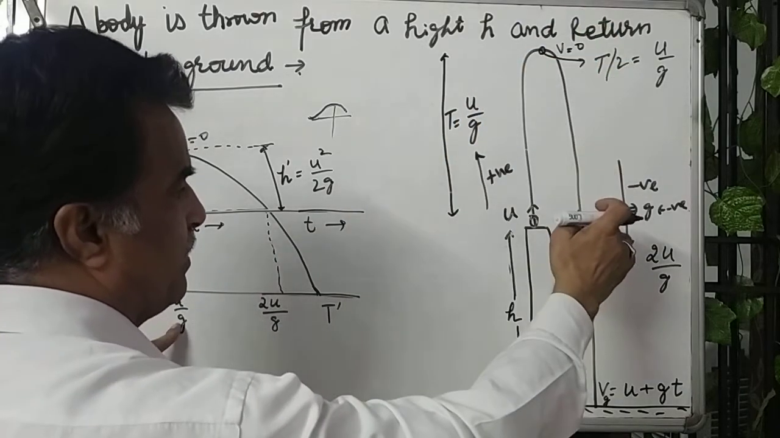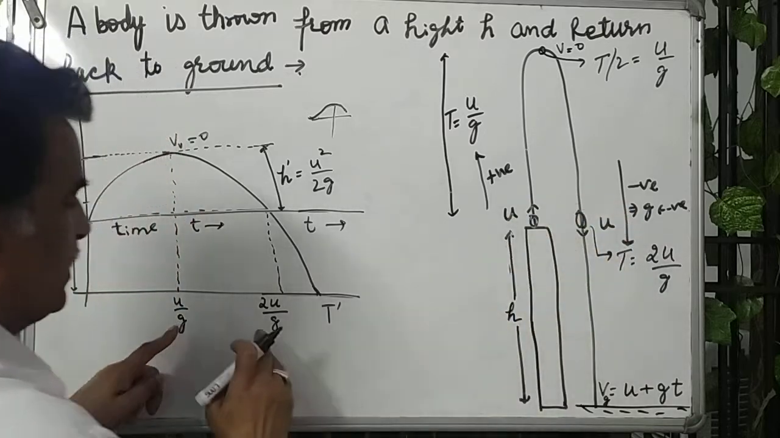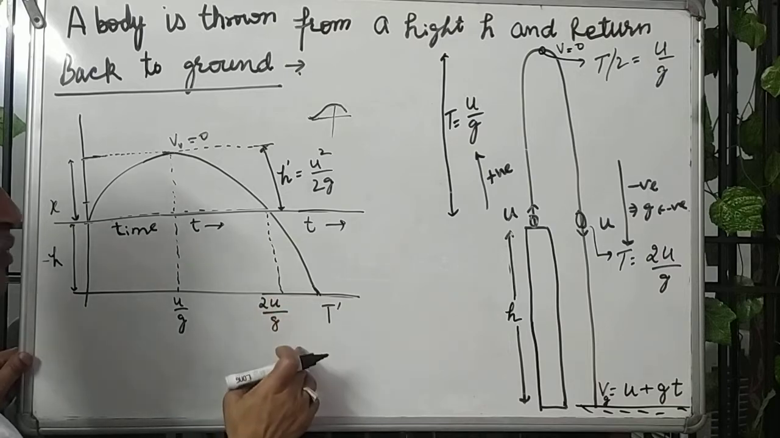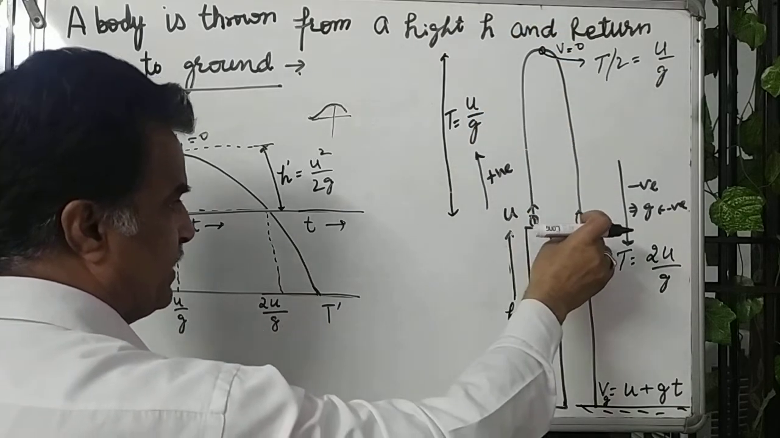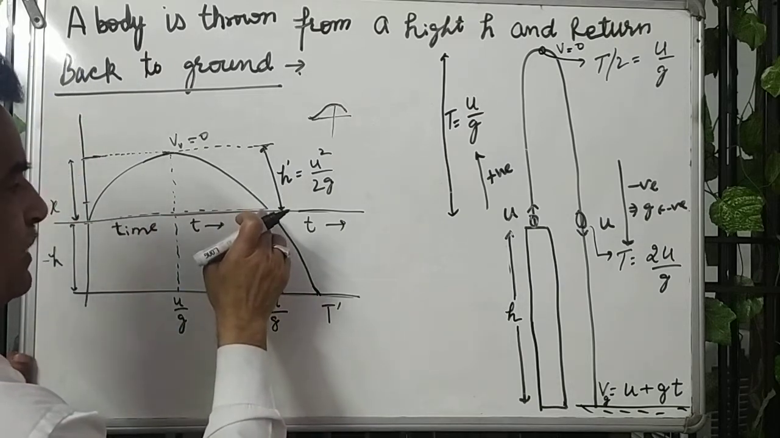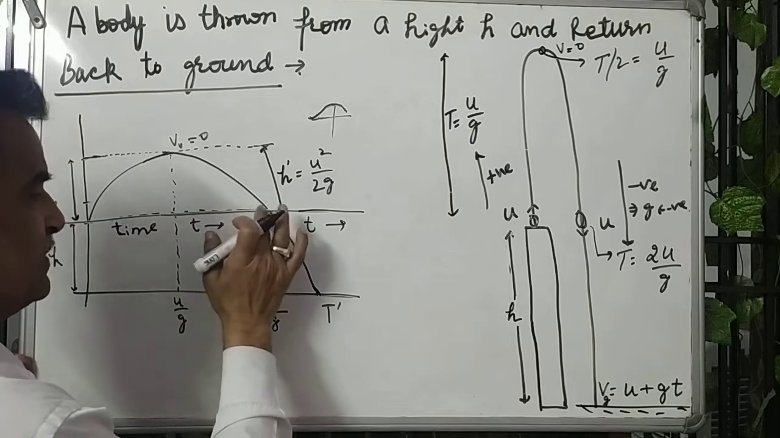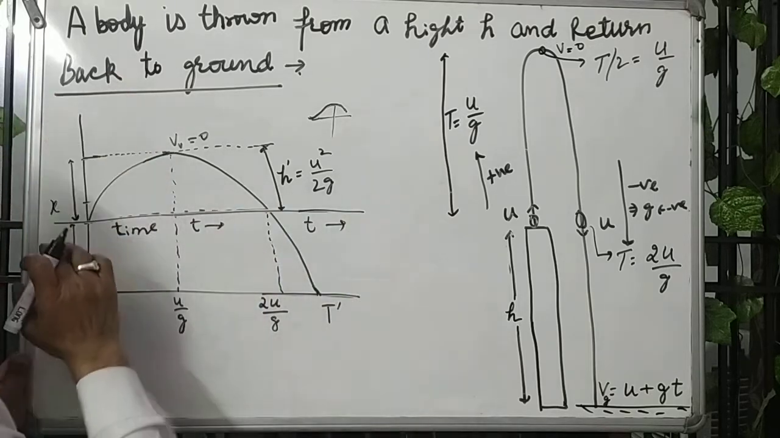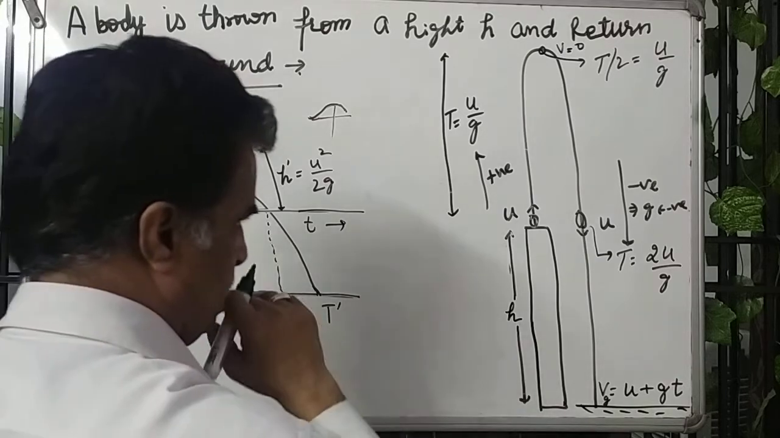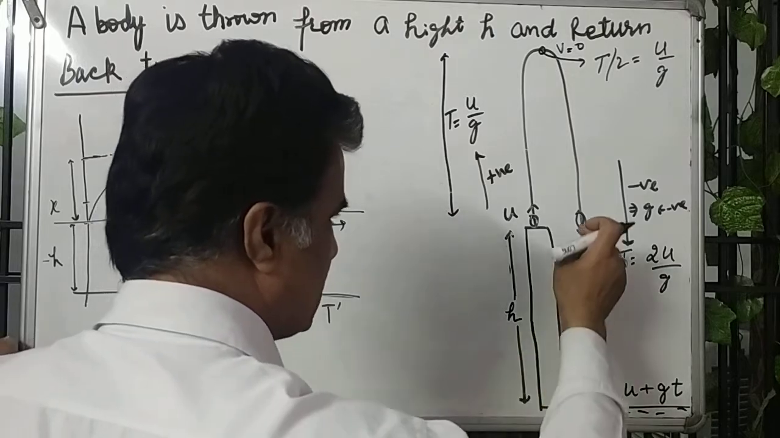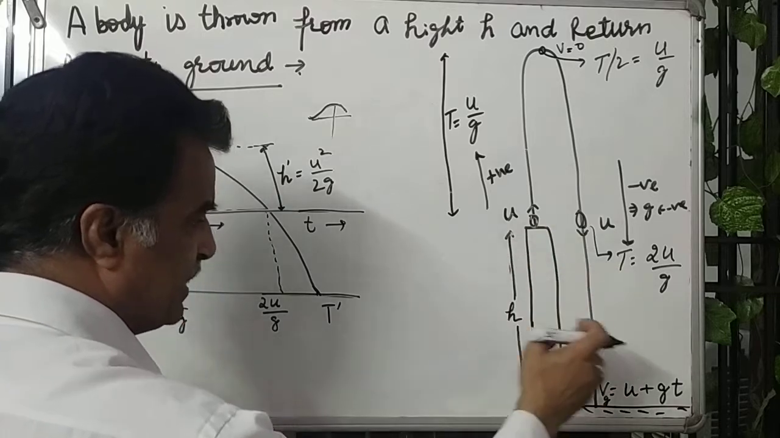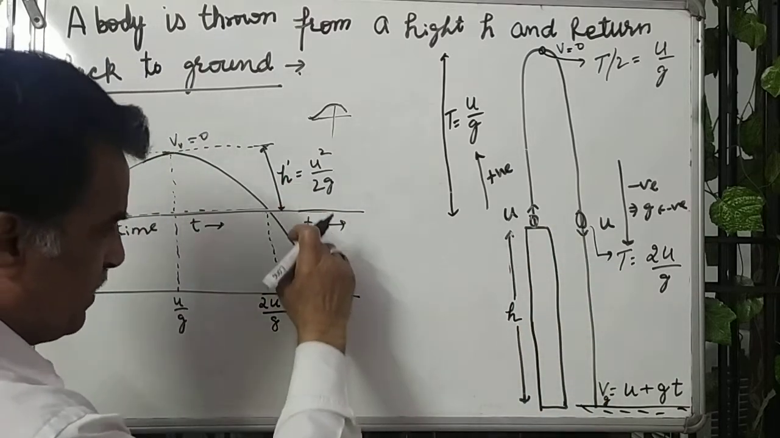Now it comes back again, taking u upon g time, so the total time from this to this is twice u upon g. At twice u upon g, the body again reaches this point, where displacement is 0. This is the time axis, and this is x positive and x negative. Further, it comes downwards, so now displacement is negative.